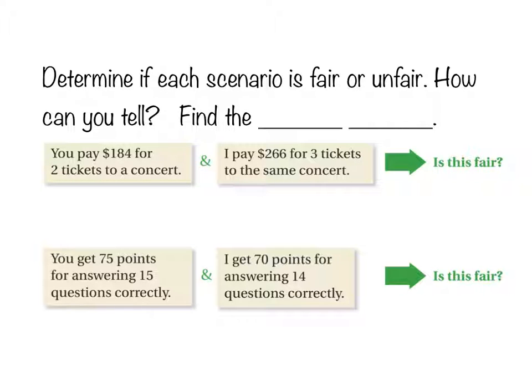Well, the first one says that you pay $184 for 2 tickets, and I pay $266 for 3 tickets to the same concert, though. So we're going to see if this is fair or unfair here. To find out if it's fair or unfair, we're going to find the unit rates. And that's what we can use to compare. And remember, to find unit rates, you just divide. So they're really easy to find.